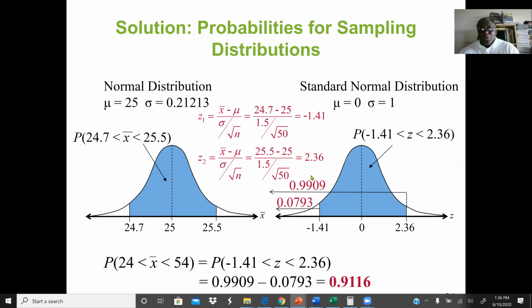So we can see from our table, again, we solved this problem in our previous lectures. From our table, we have 0.9909 minus 0.0793. 0.9909 gives us the 2.36. Then negative 1.41 gives us 0.0793. So this will be our probability, 0.9116.